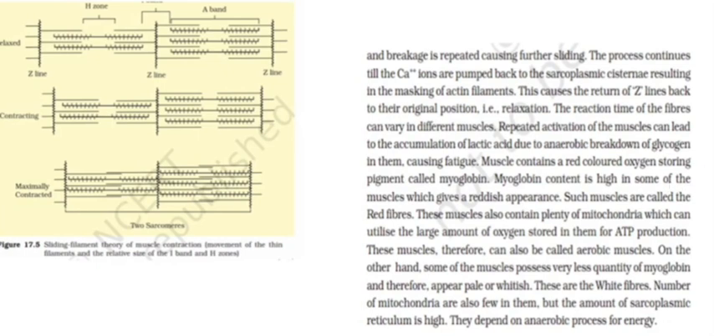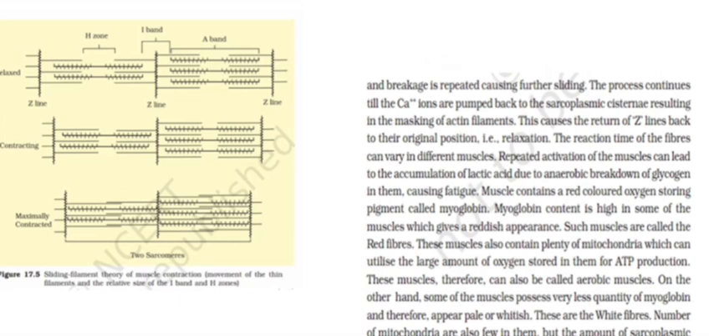The A band remains in length, the Z line shows shortening of the sarcomere, and the I band is reduced in length. Then the contraction takes place, and in the relaxed state, this ADP plus Pi is converted into ATP. Then it's written here: the cycle of attachment and breakage is repeated, causing further sliding. The process continues till the calcium ions are pumped back to the sarcoplasmic cisternae, resulting in the masking of the actin filament.